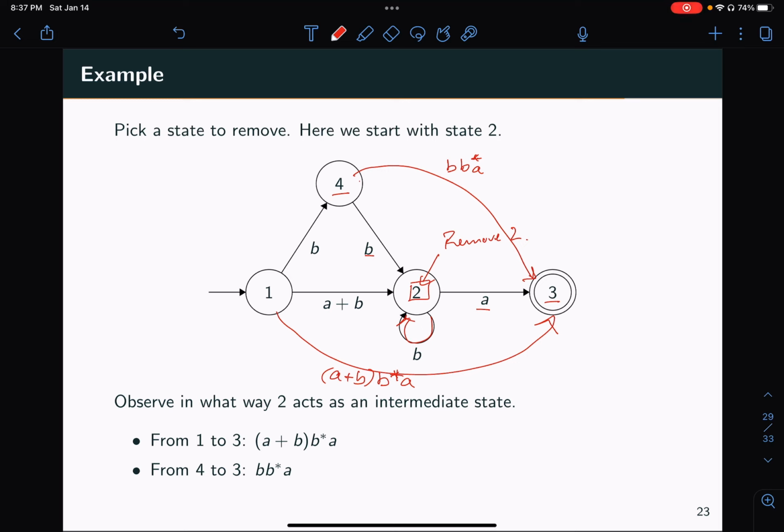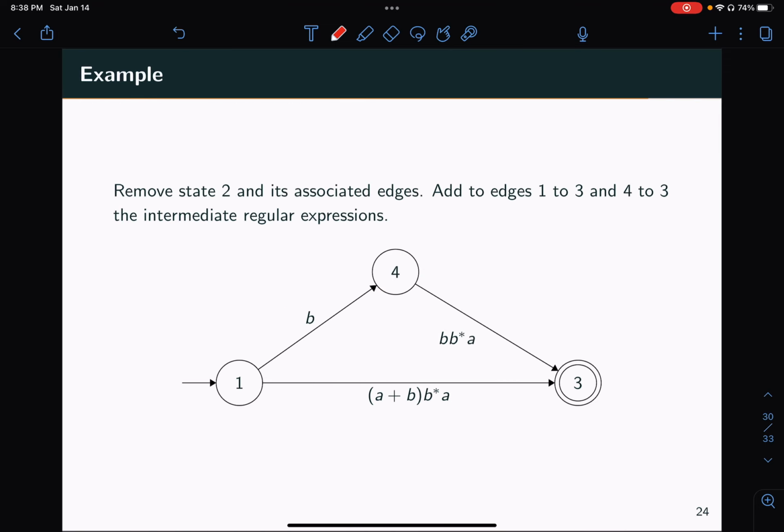So what I'm going to do now is I'm just going to cut this state out, and I'm going to remove these transitions, okay? And I'm going to add these 2 transitions because they exactly preserve the control mechanism that 2 was offering for 4 to get to 3 and for 1 to get to 3, okay? Excellent. So I do that. Now I have this machine.